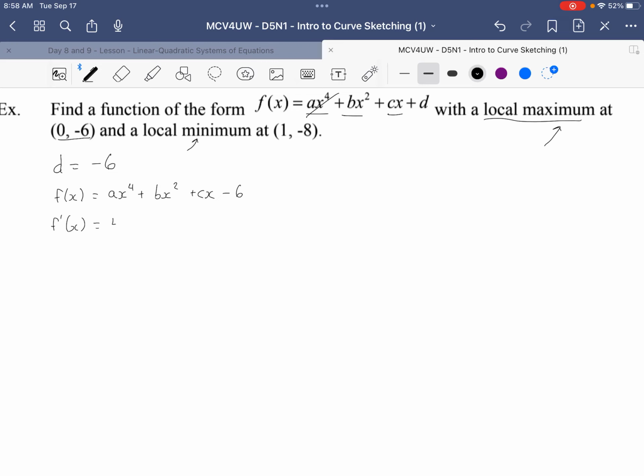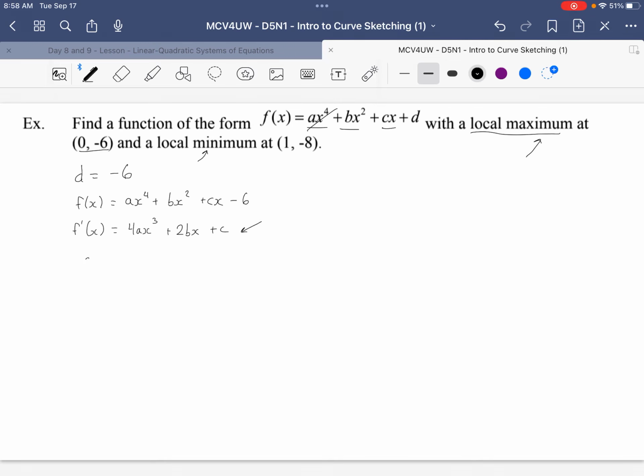So at this point, we bring down the 4ax cubed plus 2bx plus c. Perfect. Now, at these values of x, our derivative function should be equal to 0, right? I can't plug the 0, -6 point in because that's the point of the actual function. The only thing I can plug into my derivative function is that the local max should be equal to 0 when x is equal to 0.